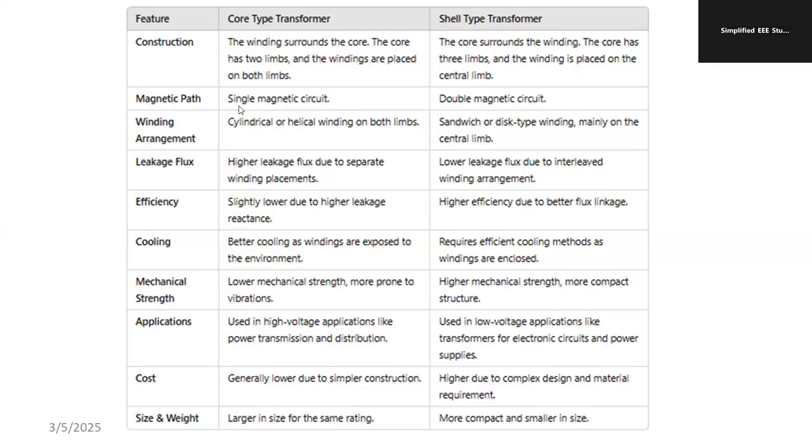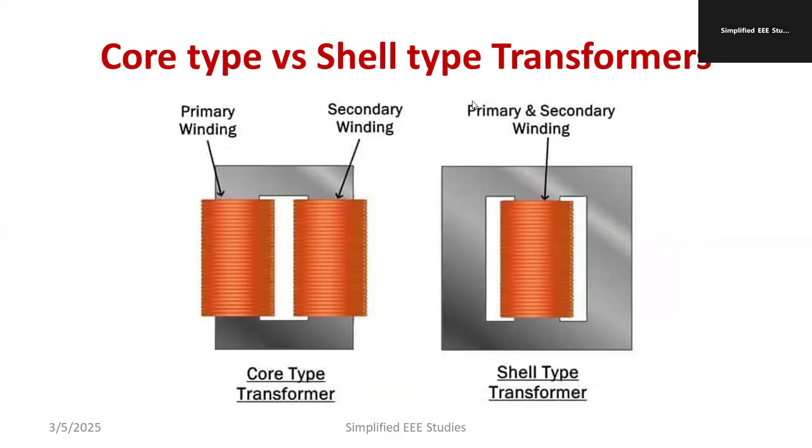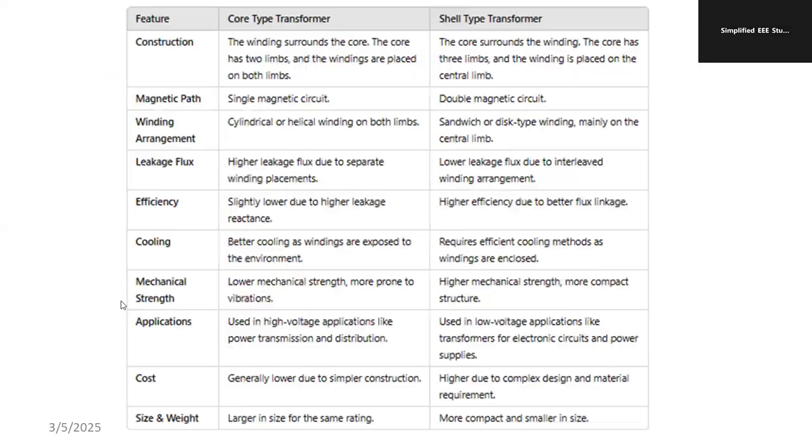That's the main difference. Also, the core type transformer has two limbs, whereas the shell type transformer, as you can observe, has three limbs. Please make a note of that. We have limb number one and limb number two in the core type transformer. And we have limb number one, limb number two, and limb number three. One, two, three. There are three limbs. Here we have only two limbs. That is another important parameter.